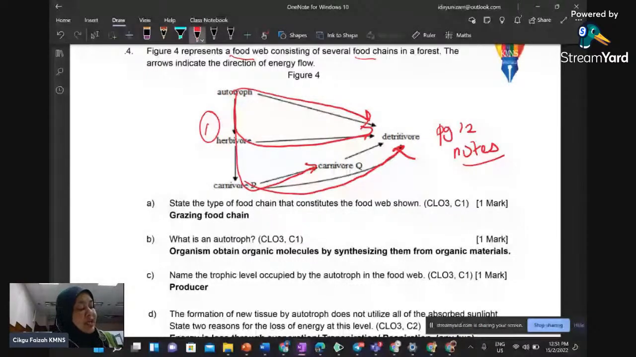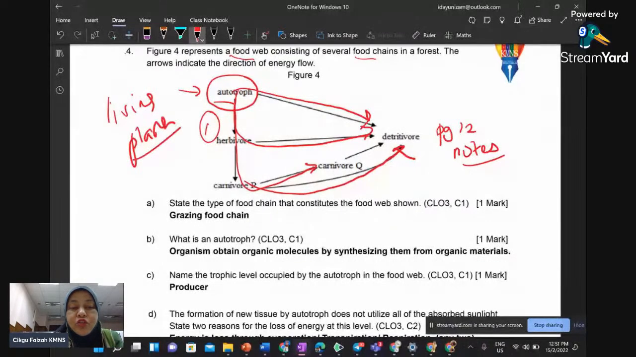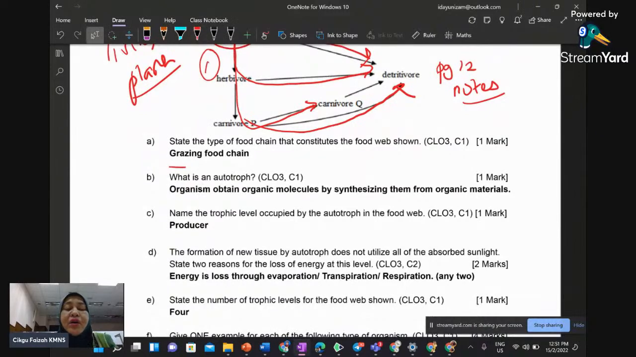So in this diagram, it starts with autotroph. Right? That means autotroph means living plant. It does not start with dead leaves. If it starts with dead leaves, then it is a detritus food chain. But this one starts with autotroph, which is considered as living plants. Okay, so it is a grazing food chain. Okay, so what is an autotroph?